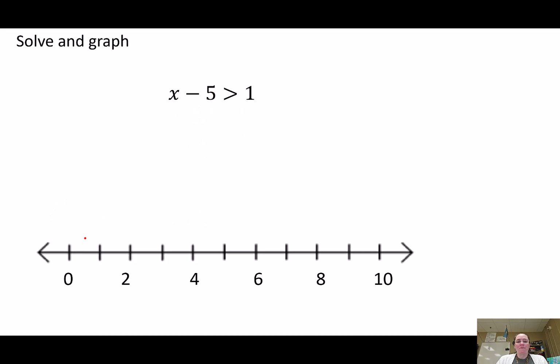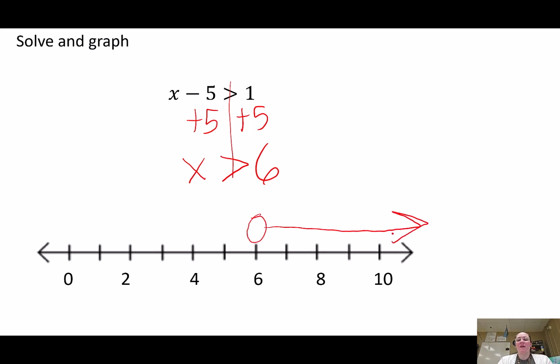Okay. Let's look at another one. I've got x minus 5 greater than 1. Well, since 5 is being subtracted from the x, I'm going to add 5 on both sides. And so x is greater than 6. So this means I'm going to have an open circle at 6. And since it's greater than, I'm shading to the right.